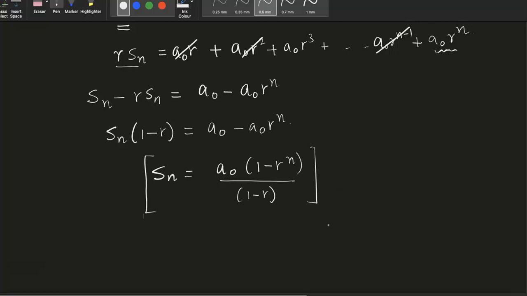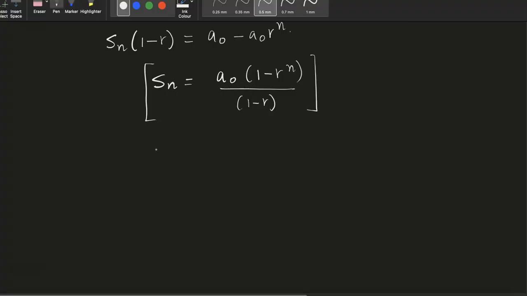Now let's do some questions based on this. Suppose you take one simple series, if you want to check whether this formula is correct or not. Let's say I want to find out the summation of the first four terms, so I want to find S4 for this geometric sequence. How will I do that? First term is a0. Here the first term is 1, so I put 1 here.